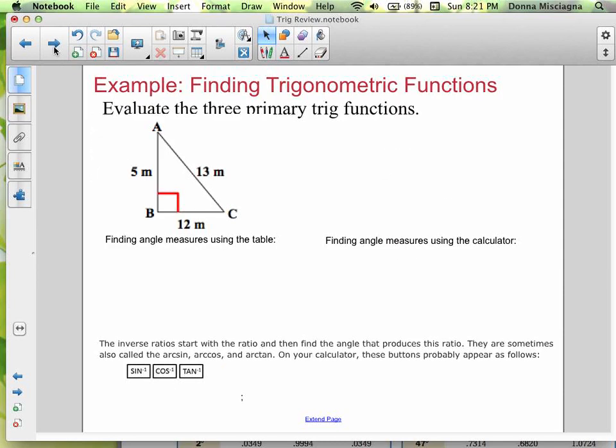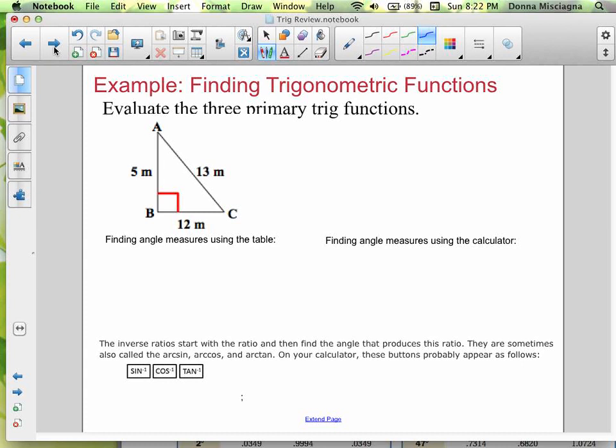All right, so example: evaluate the three primary trig functions. So this is just a little exploration. This is not in your notes, I don't believe. And then we're going to learn how to find the angle measures using the table and using the calculator once we've done a little exploration. So we're going to find both angles, angle A and angle C.